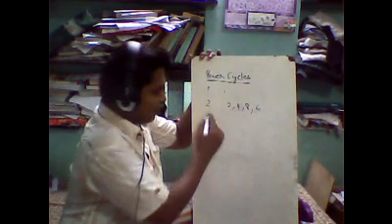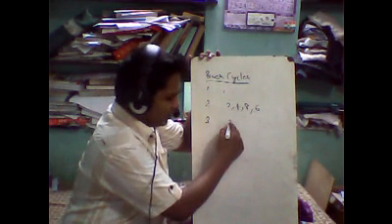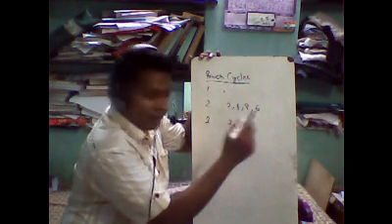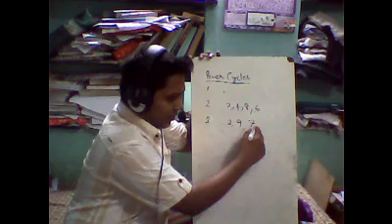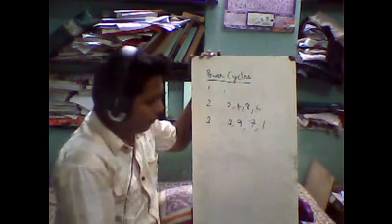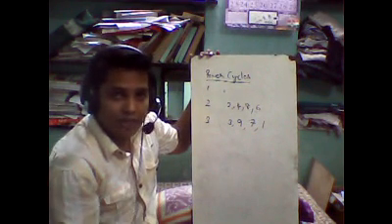Let us look at the power cycle of 3. 3 raised to the power of 1 is 3. 3 raised to the power of 2 is 9, which ends with 9. 3 raised to the power of 3 is 27, which ends with 7. And 3 raised to the power of 4 is 81, which ends with 1. 3, 9, 7, 1 is the power cycle of 3.